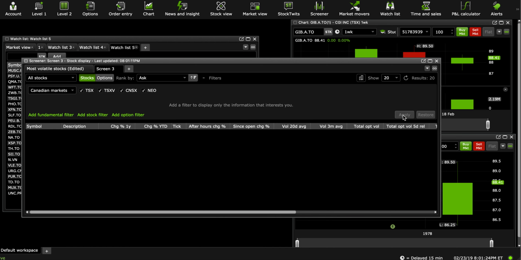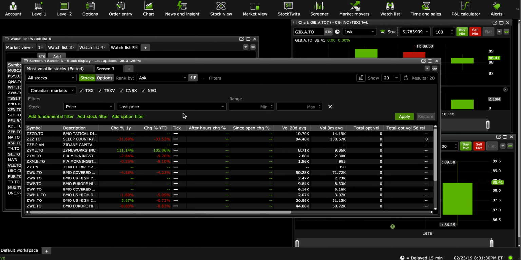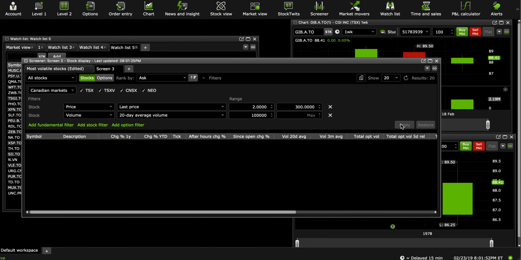You apply all of this, and you see all of this. You always want to add some stock filters as well. Price: depending on the price you like to trade, I usually want to trade something with a bit more price, maybe up to $300. I also want to look at volume, because I don't want to trade stocks that have no volume. Generally, over the last 20 days, if it has 100,000 volume, it has enough interest.